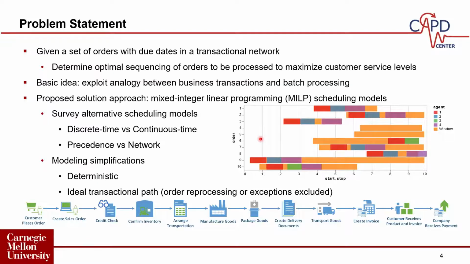So modeling simplifications for this initial phase of the research is that the problem is viewed as deterministic and there's an ideal transactional path. So order reprocessing and exceptions are excluded for now.